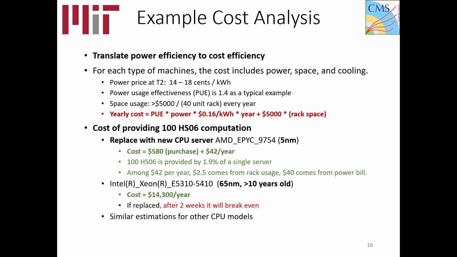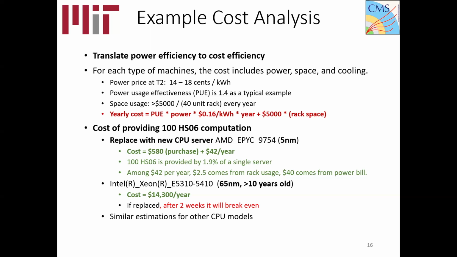And space usage is $5,000 per year for a single rack. So the yearly cost will contain the price you pay for the power plus the price you pay for the rack. And here is one example of how much money you need to spend to provide 100 HSPAC computation. For the newest hardware, which is a 5 nanometer process node, if you want to replace them, you will need to spend $600 to purchase the hardware, and it's only about $42 per year to maintain the operation.